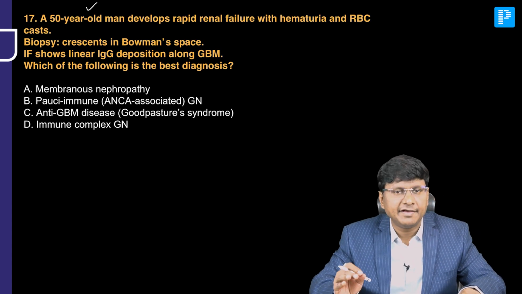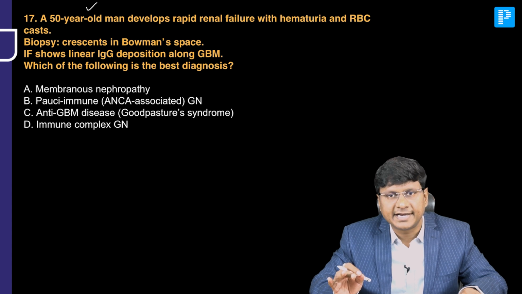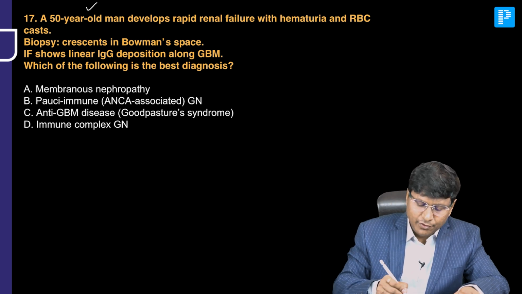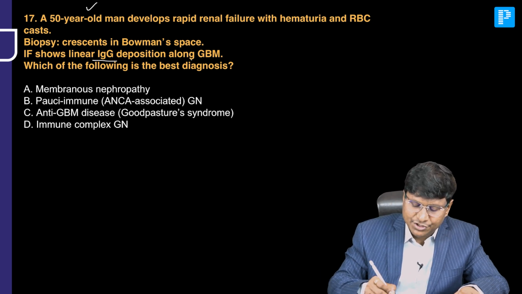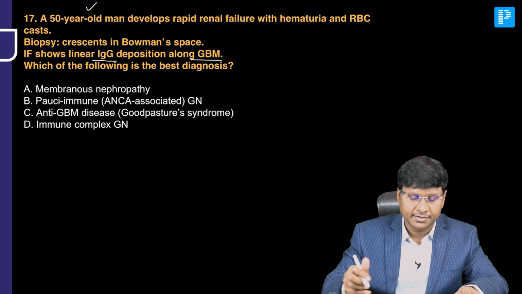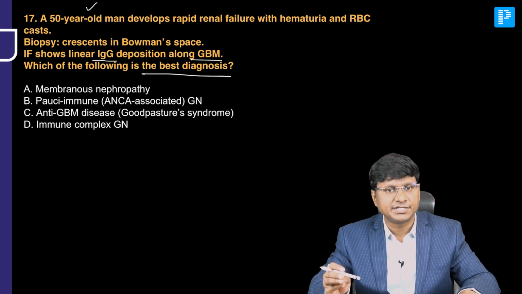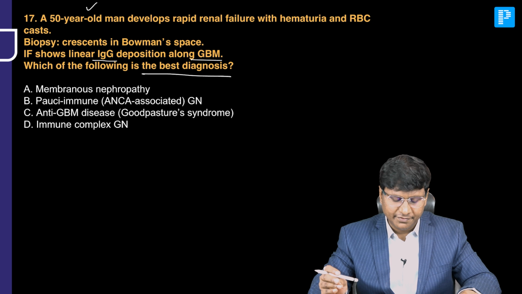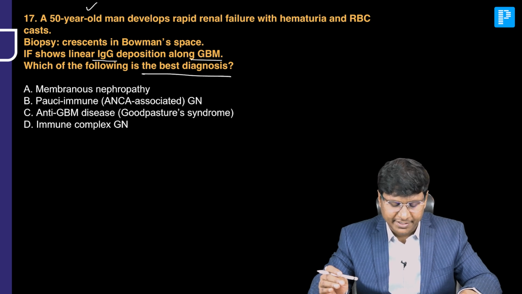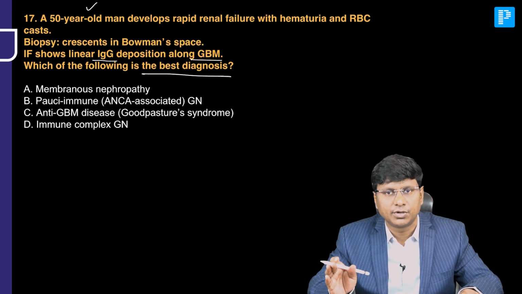Next question, we have a 50-year-old man who develops rapid renal failure with hematuria and RBC casts. Biopsy shows the presence of crescents in Bowman space. The immunofluorescence shows linear IgG deposition along the glomerular basement membrane. Which of the following is the best diagnosis? The options are membranous nephropathy, pauci-immune glomerulonephritis, anti-glomerular basement membrane disease, and immune complex glomerulonephritis.